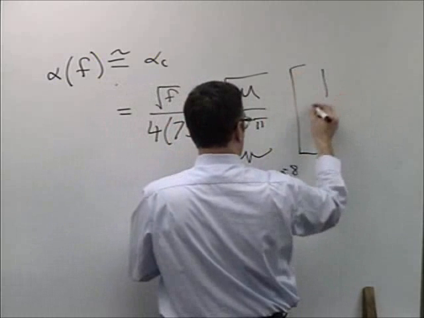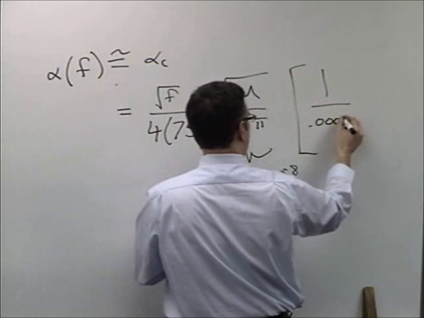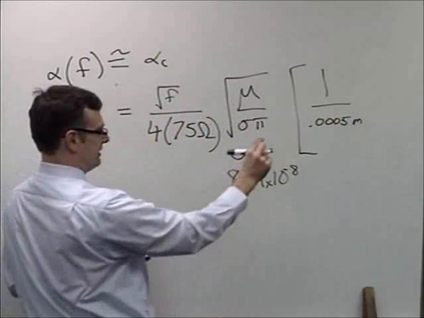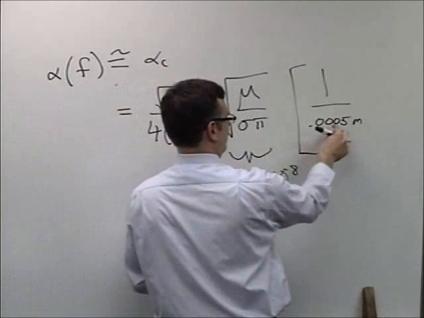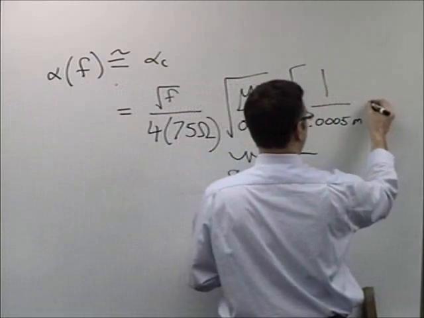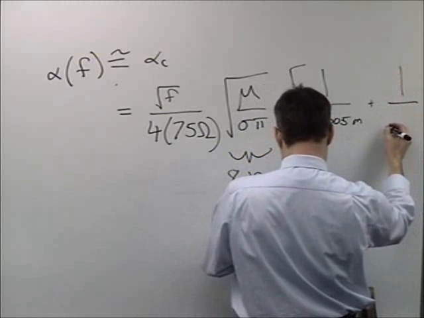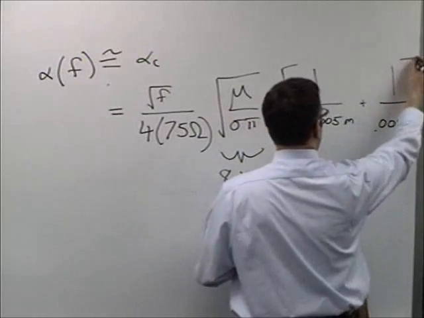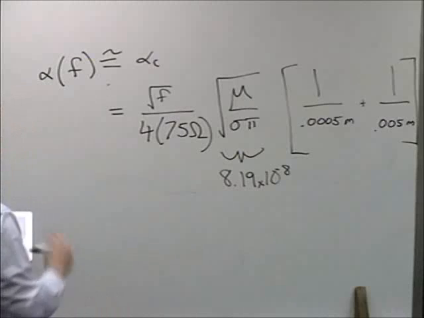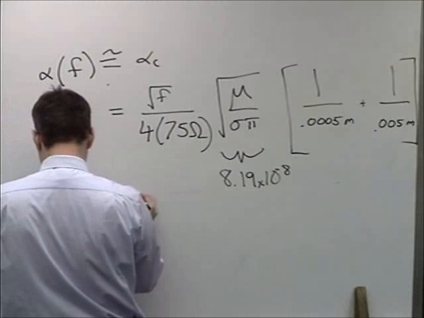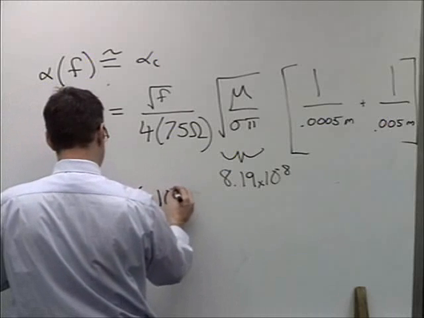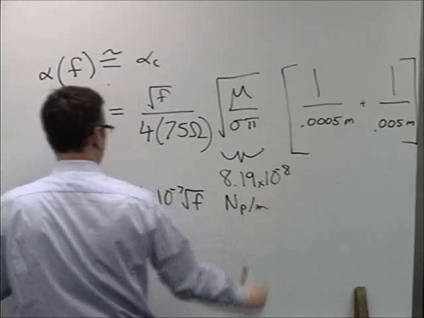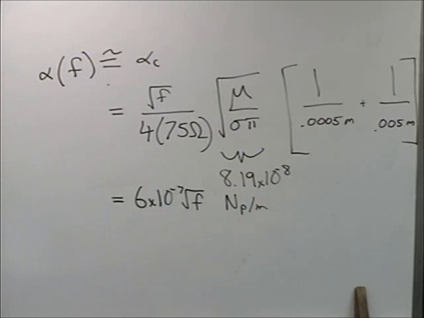And my geometrical factor is 1 over 0.0005 meters. That's my A. Remember, A was 0.5 millimeters, my inner conductor radius. So that's 0.0005 meters in SI units. And plus 1 over 0.005 meters for my half a centimeter outer conductor. And when all is said and done, I get this handy dandy little formula, 6 times 10 to the negative 7th square root of f, and that's nepers per meter. A nice rule of thumb for a simple television cable.